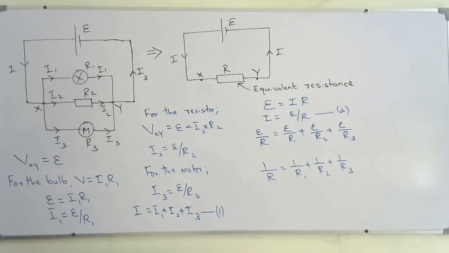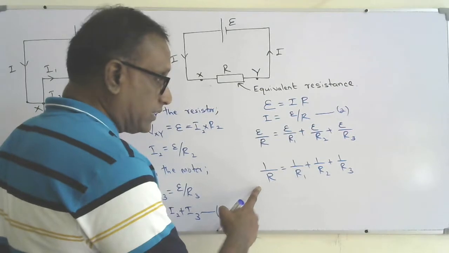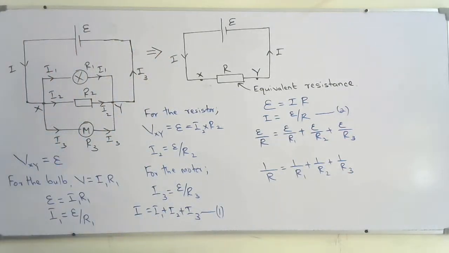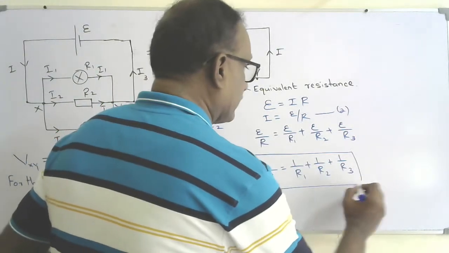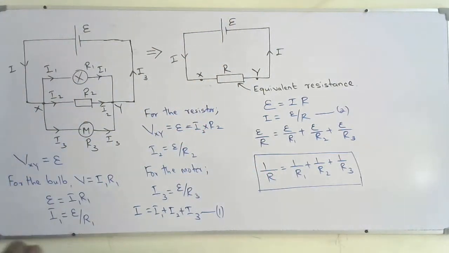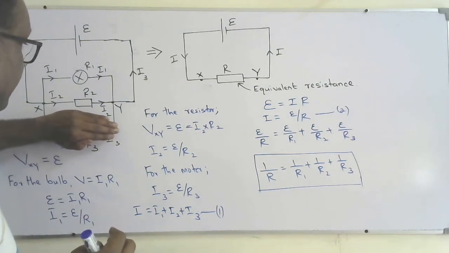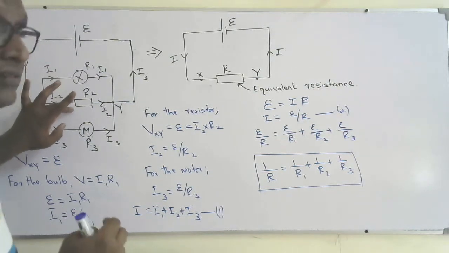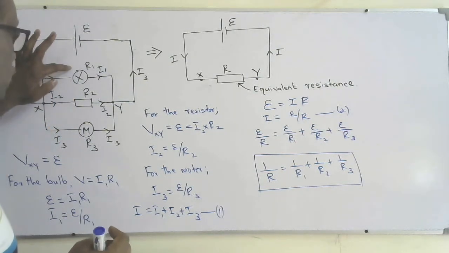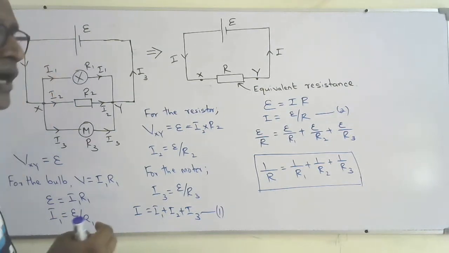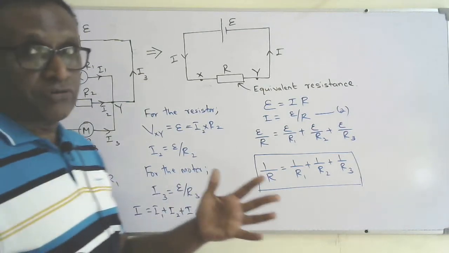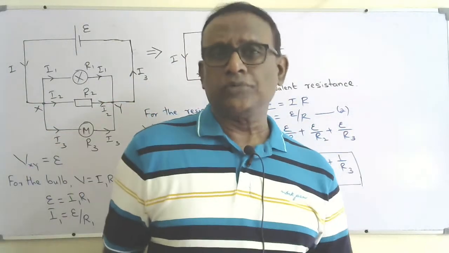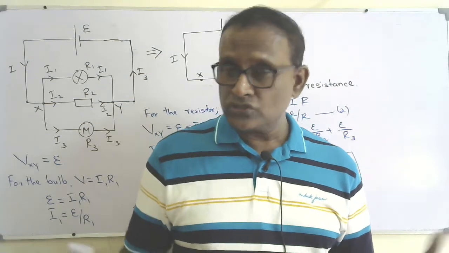So the equivalent resistance will be 1 over R equals 1 over R1 plus 1 over R2 plus 1 over R3. So this is called the equivalent resistance of the parallel connection. You can ask, if I don't consider this one, if I want to find the equivalent resistance of the bulb and the resistor, then you can say 1 over R equals 1 over R1 plus 1 over R2 because they are connected in parallel. So I don't always need to consider the total equivalent resistance. I can consider just two components and find the equivalent resistance of those two components.